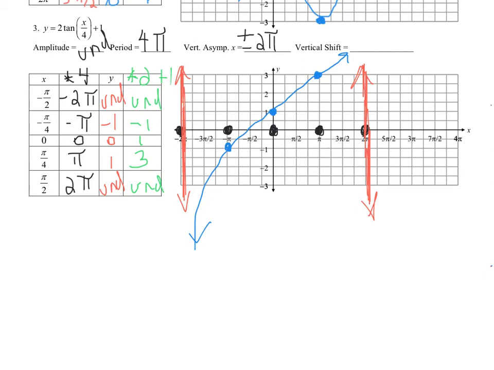And then it repeats every 4 pi. So we could also say that the asymptote is plus or minus 2 pi, and then plus or minus again 4 pi n, because every 4 pi we get another one. So that's how you would write your vertical asymptotes. The vertical shift was up 1 unit, so we could just say up 1 or plus 1.